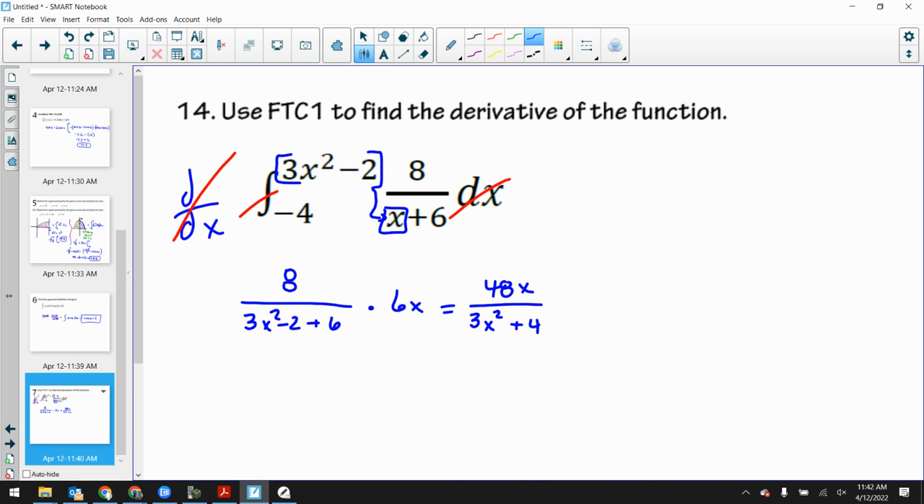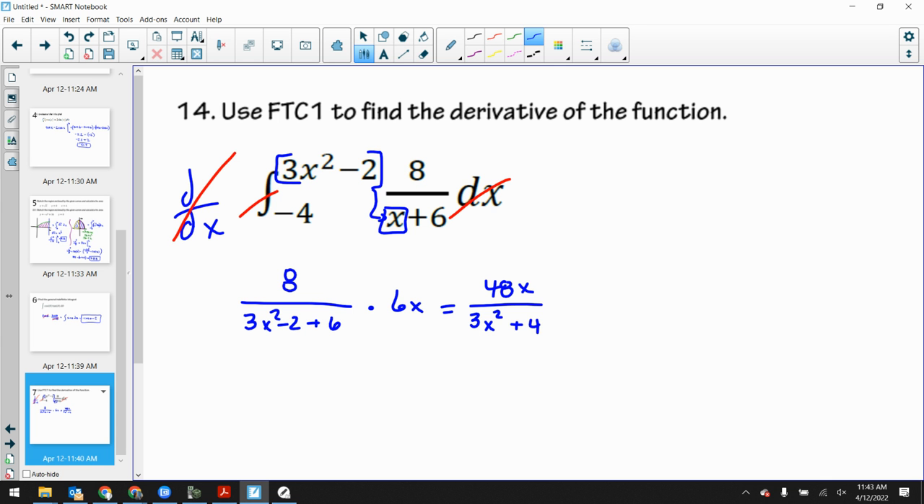All right, 48x over 3x squared plus 4, squared. Again, if you could reduce that down at all, you would have to, but this one does not reduce. That negative 4 just kind of goes away. Can't do anything with that.